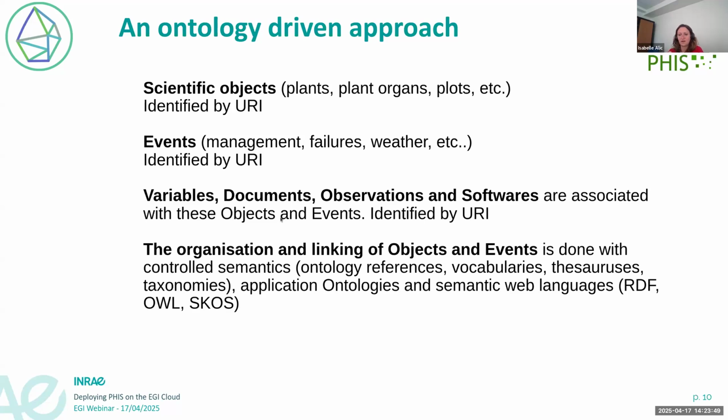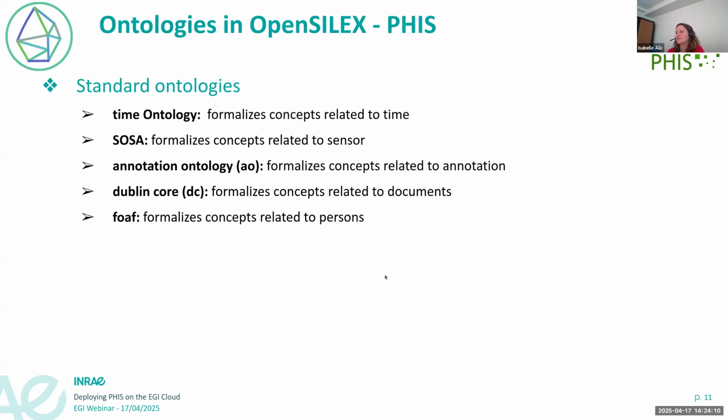And so all this linking of objects and events, to do that, we use a controlled semantics. So we use a reference ontology, we use vocabularies, we use thesauri, and to make this link, we use the semantic web languages such as RDF, OWL, or SKOS. That allows us to have languages that are used by all the web community.